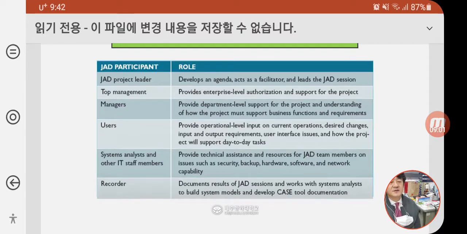System analysts and other IT staff members provide technical assistance and resources for JAD team members on issues such as security, backup, hardware, software, and network capabilities. The recorder documents all the JAD sessions and works with the system analysts to build system models and develop CASE tool documentation.